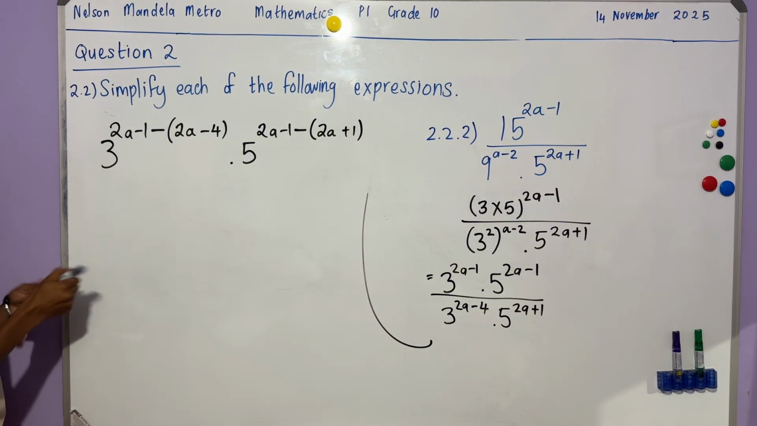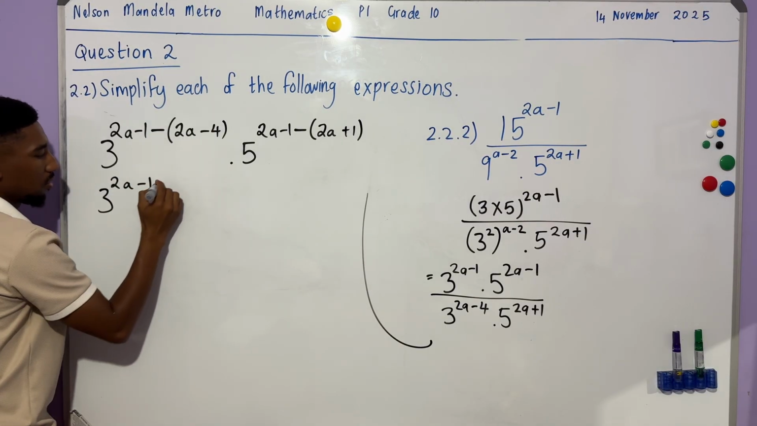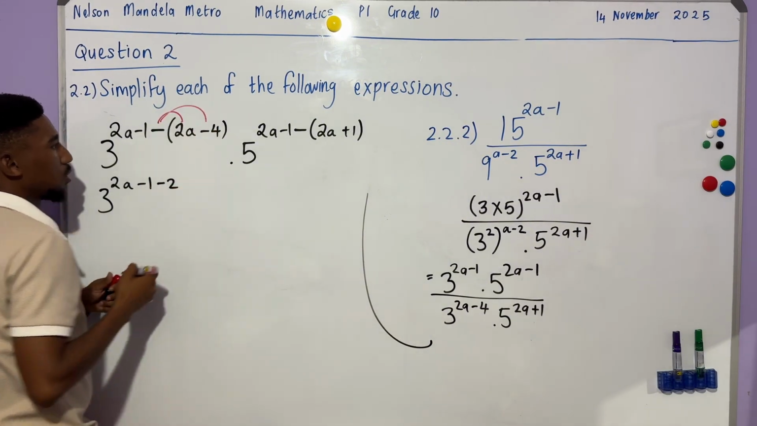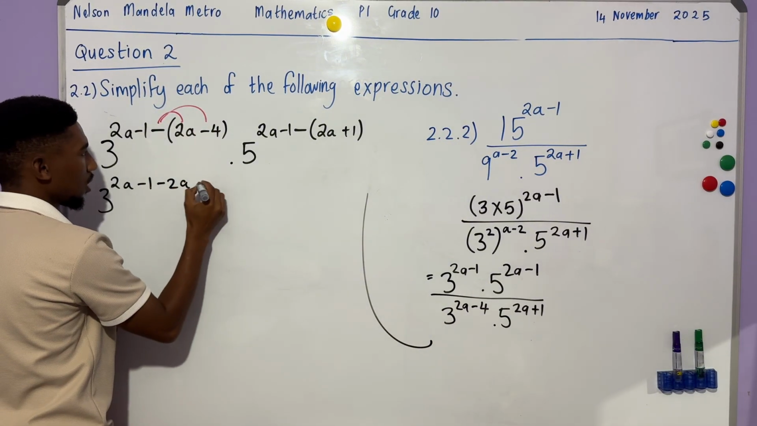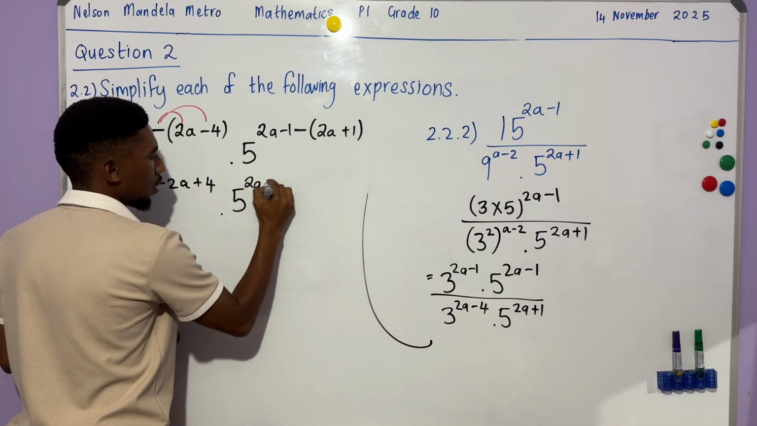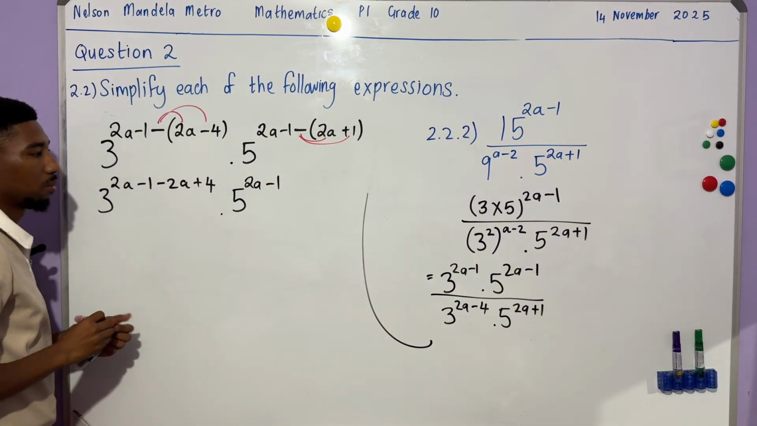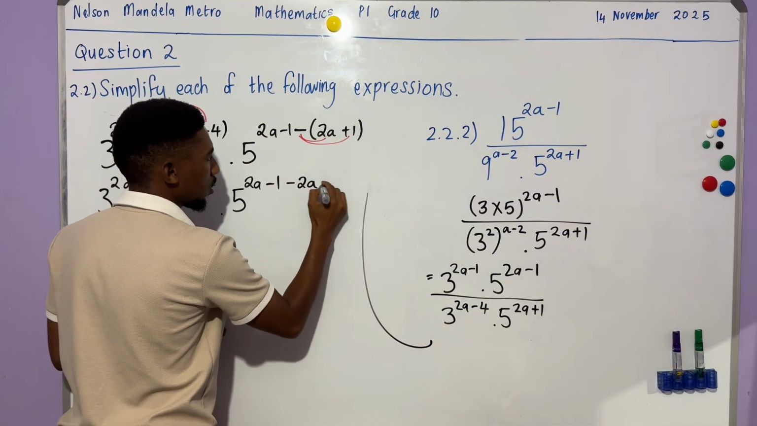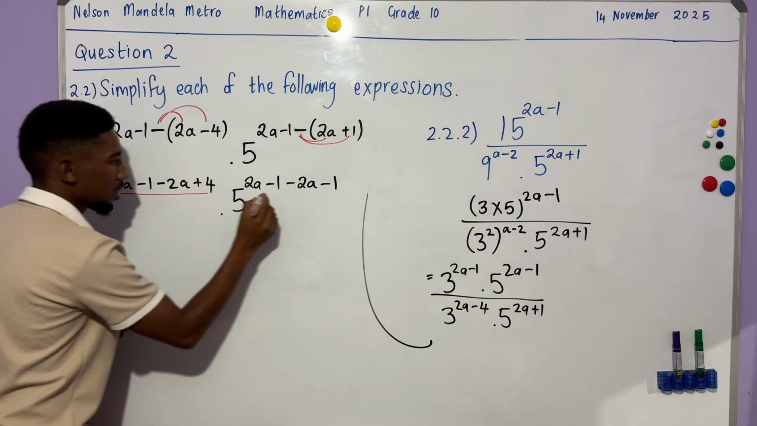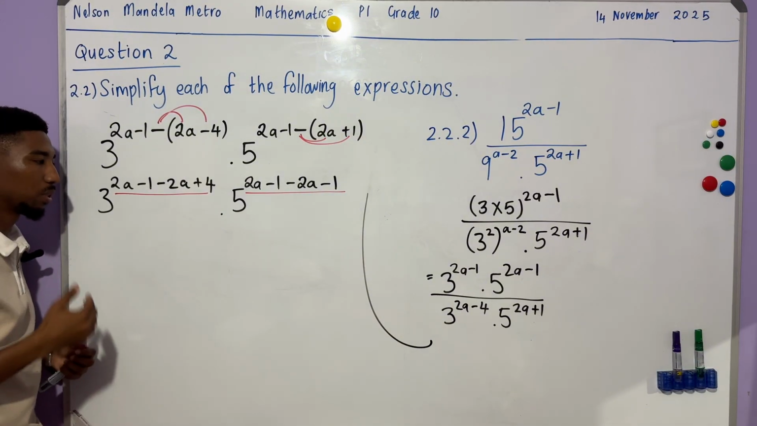So now I can focus a little bit more on the exponents. I have 3 to the 2a minus 1, that negative gets multiplied inside each term in the brackets, goes like that. So it's minus 2a plus 4, dot 5. We have 2a minus 1, again, this negative sign gets multiplied to each term inside the bracket, minus 2a minus 1. We're still focusing on the exponents because there is more simplification that can be done because there are still like terms in the exponents.